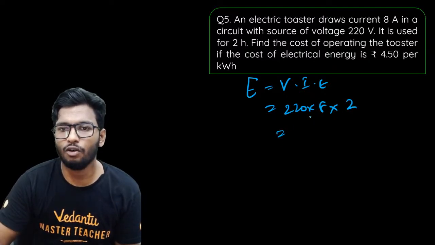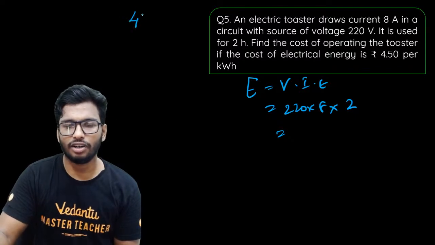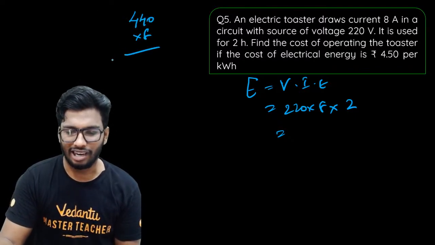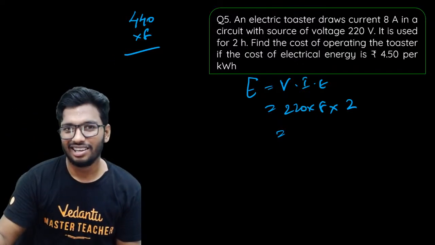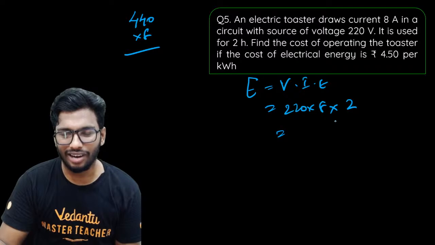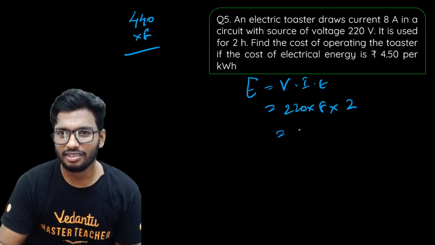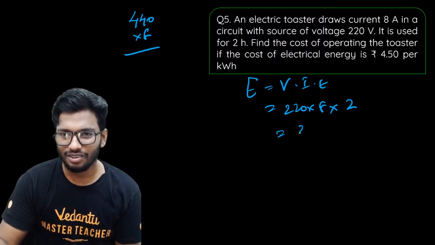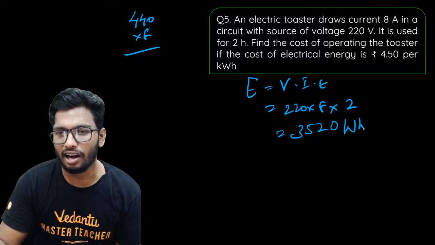So how much is that? 440 into 8. How much is that, guys? Quickly, in the chat box. I know that you guys have calculators with you, or your brains are calculators. 440 into 8 is how much? 3520? All right, I'm going to go with what Abhinav says. 3520 watt hour.